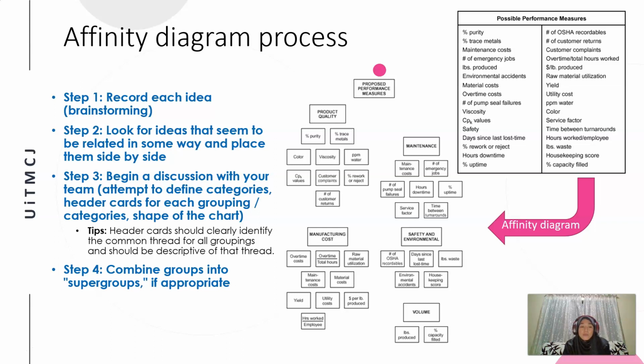Step number 2, look for the ideas. You have recorded and listed all the ideas. Now look at the ideas and find the common points or similarities. If they are similar, for example, this is about the factors of certain things, this is about the characteristics, this is about the tools, this is about the methods. So you just group them, putting them aside in a group.